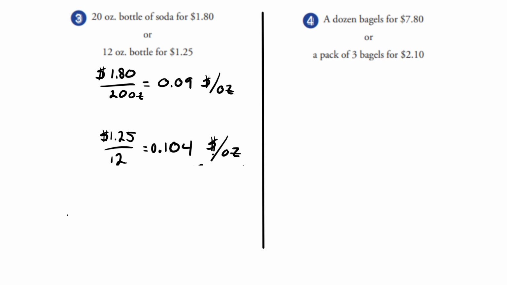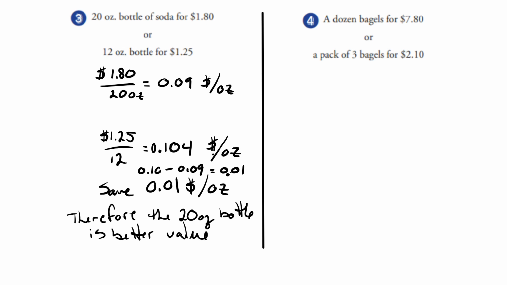Then for the 12-ounce bottle, I'm going to follow that same approach, putting the price, $1.25, over the 12, divide it out, and I come up with $0.104 per ounce, so about 10 cents per ounce. So if we subtract that, we can see that we're saving 1 cent per ounce if we go with the 20-ounce bottle. So it is the better value.